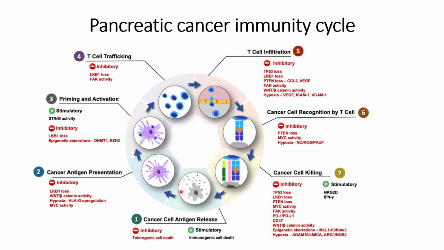So it starts with cancer cell antigen release. Whenever tumor cells are produced, they release some kind of unique antigen, and those antigens will be recognized by the immune system, and that will trigger apoptosis of the tumor cells. This is known as immunogenic cell death. And this can be inhibited, and the cancer cells can evolve to reach tolerogenic cell death.